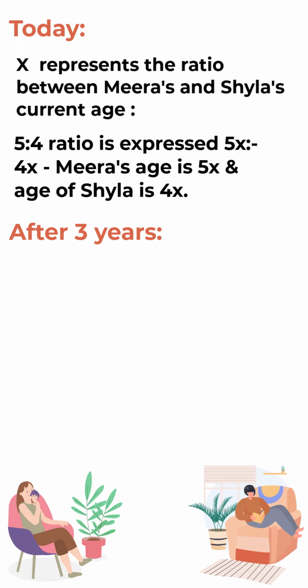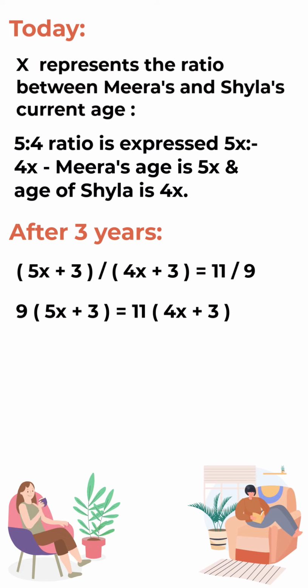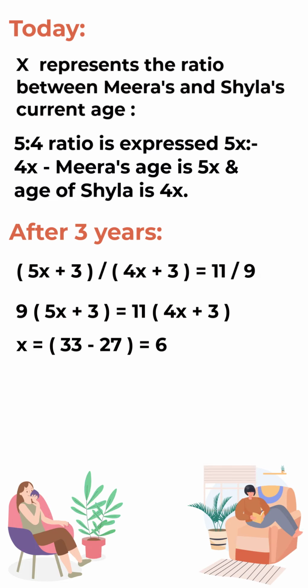In this equation, we will have (5x plus 3) divided by (4x plus 3), which would be equal to 11/9. After simplification, we will have 9 multiplied by (5x plus 3) equals 11 multiplied by (4x plus 3), which means that x will be equal to 33 minus 27, which would be equal to 6.